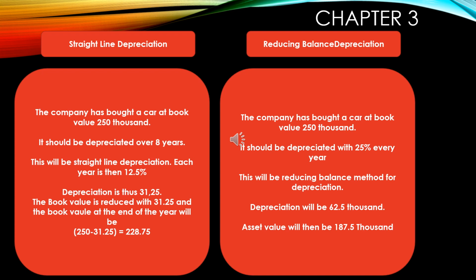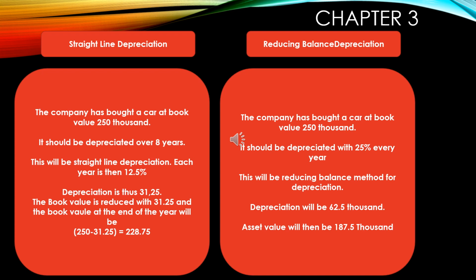31.25. So here in the first year, we're reducing the book value of 250,000 with 31.25. And that should be 228.75, which is then the book value at the end of the year.